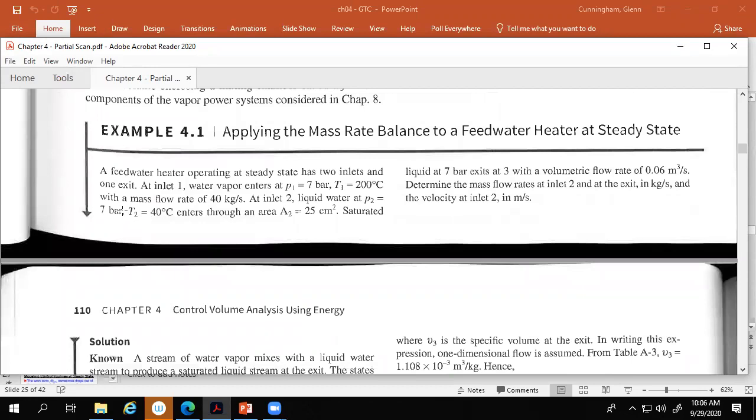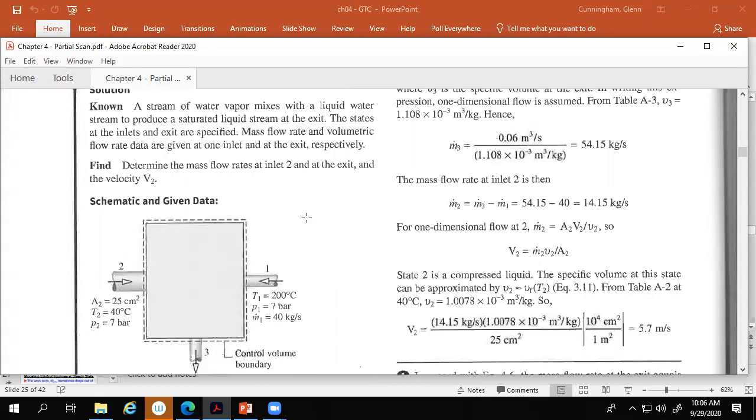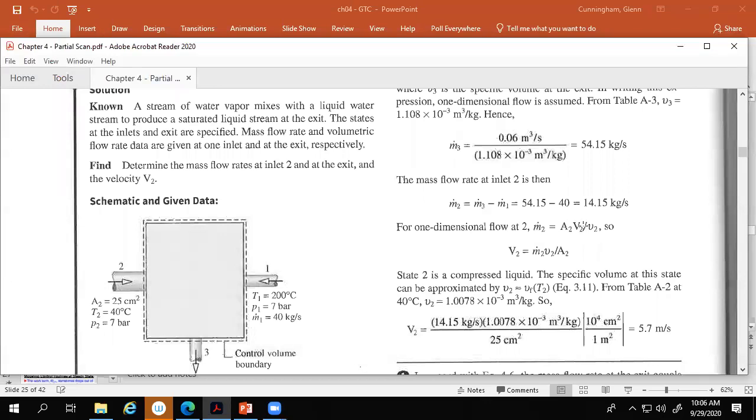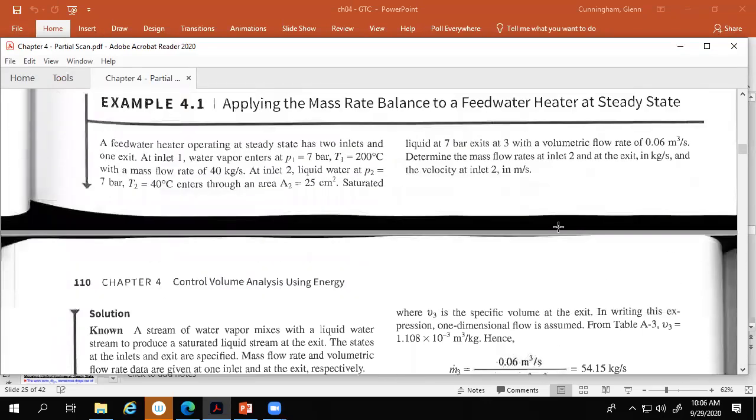Feed water heater operating at steady state has 2 inlets, 1 exit. At inlet 1, water vapor, steam, 7 bar, 200 degrees C, mass flow rate of 40 kilograms per second. At 2, we got liquid water, 7 bar, 40 degrees C, enters through area A2, which is, and he's going to tell you the cross-sectional area, 25 centimeters squared. And man, when you see cross-sectional area, you know you're going to be using this relationship right here. Anytime you see cross-sectional area, make sure you got that relationship there, because it's going to come up.